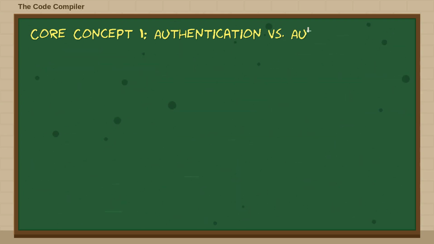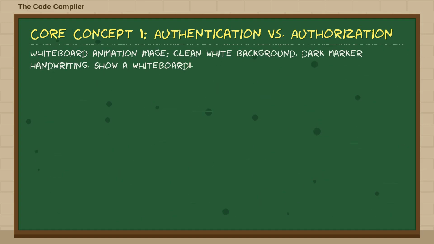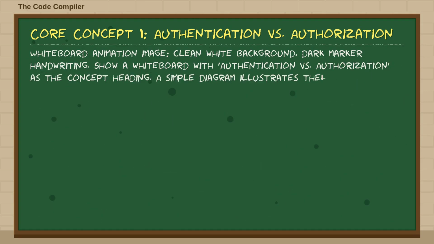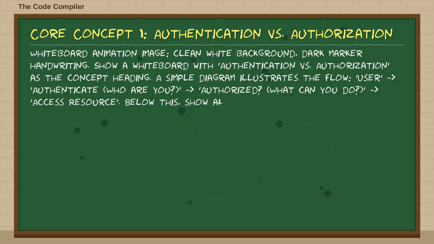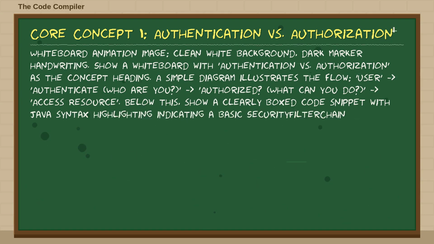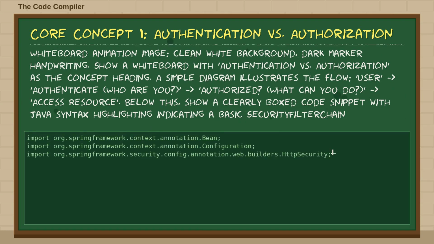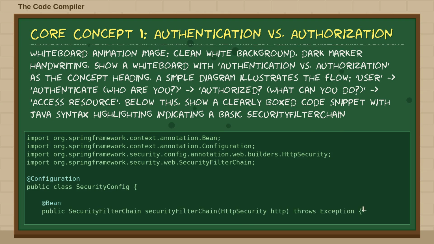Whiteboard animation image, clean white background, dark marker handwriting. Show a whiteboard with authentication versus authorization as the concept heading. A simple diagram illustrates the flow. User authenticate. Who are you? Authorized. What can you do? Access resource. Below this, show a clearly boxed code snippet with Java syntax highlighting indicating a basic security filter chain configuration. Neat teacher handwriting. No people.